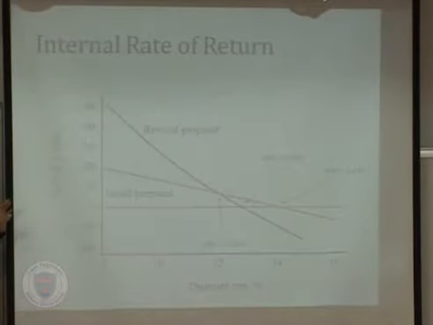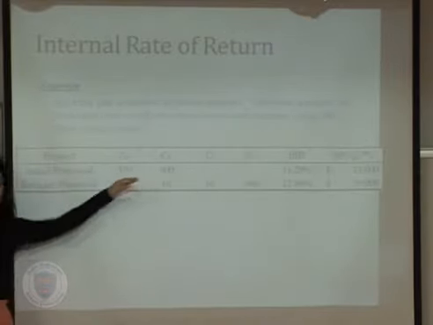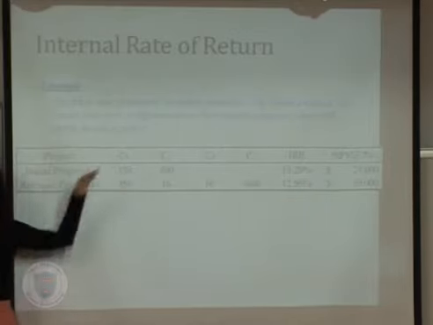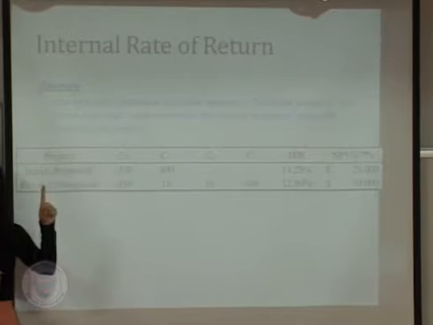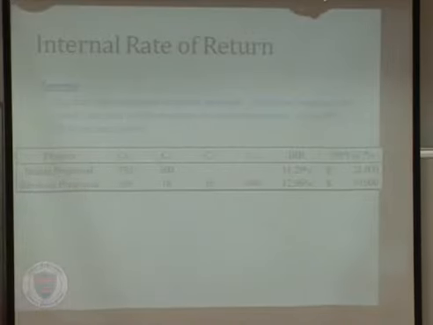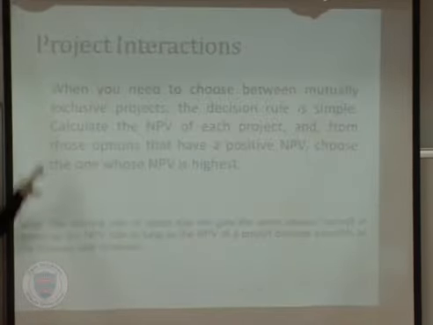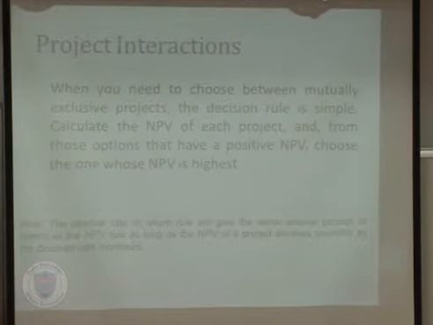So in this example, you will either buy the building and sell it after 1 year, or buy the building, rent it for 3 years, and sell it after 3 years. You cannot do them both with one office building, right? So you will pick either this one or this one. It means mutually exclusive projects. Okay. So when you have mutually exclusive projects, the decision rule is very simple. Calculate the NPV and pick the project with the highest NPV, the highest positive NPV, of course. Okay.